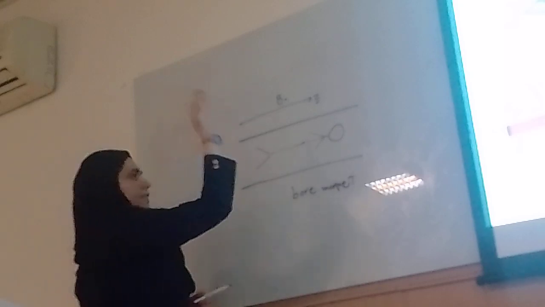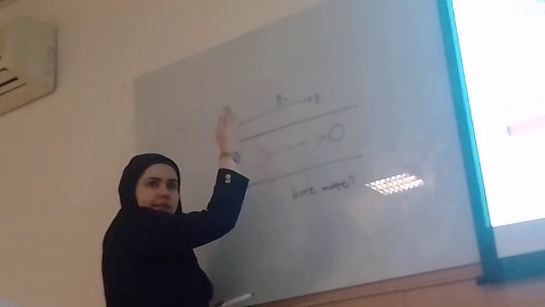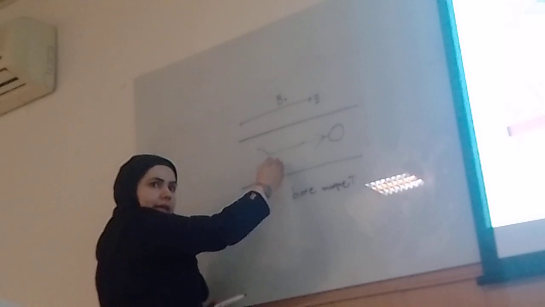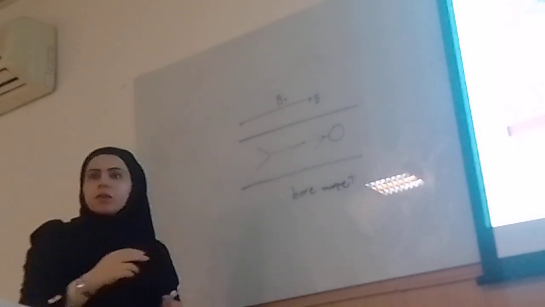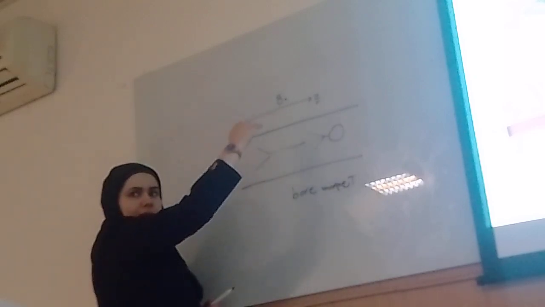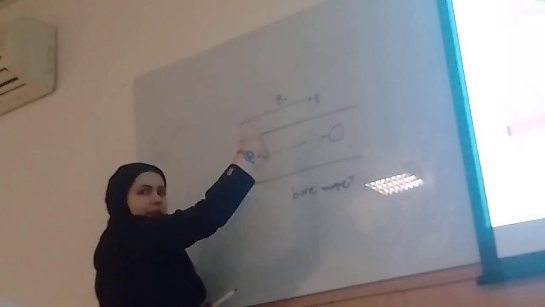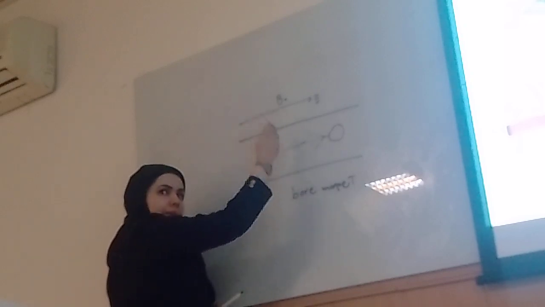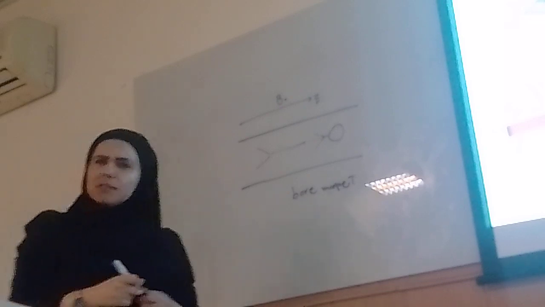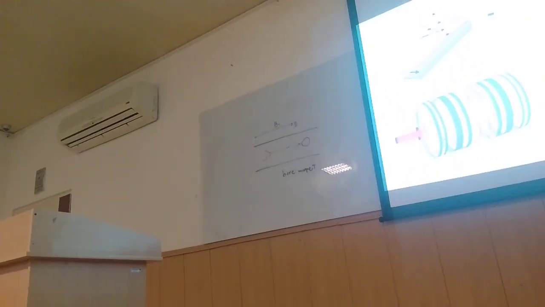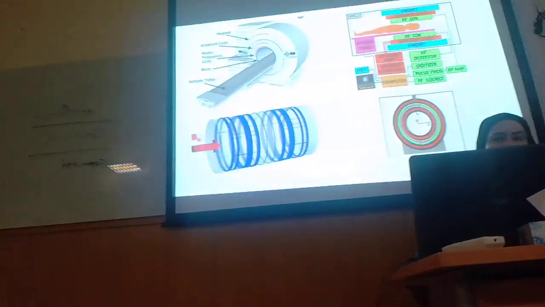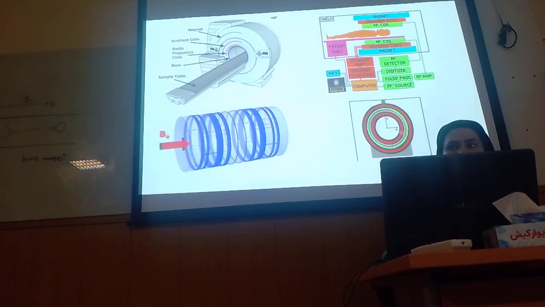If you have a cross-sectional plane, this plane is called the XY plane. Okay, XY plane. This direction is Z, and the cross-sectional plane is called XY. These are very important points. You can see this picture. This plane is XY. Did you understand?